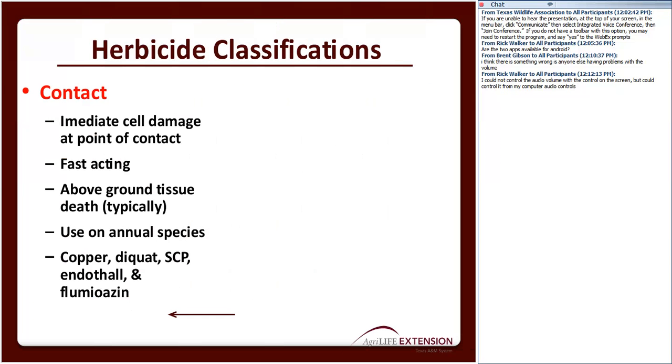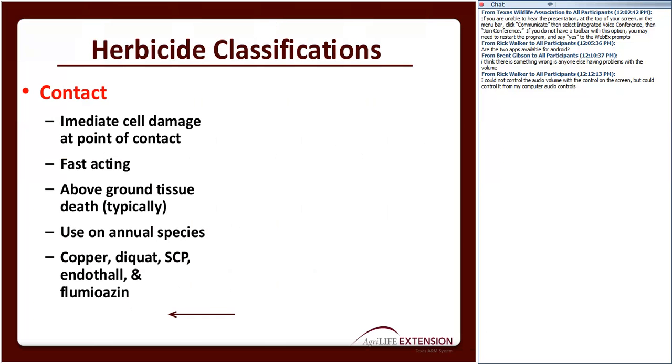Now, before we jump into the plant identification, we list herbicide treatments with each one of the plants. And real quickly, I want to walk you through the different herbicide classifications so that you understand what I'm referring to when we're making recommendations. The first classification is contact herbicides. These are herbicides that cause immediate cell damage at the point of contact, but it also means that they must come in direct contact with the plant within a short period of application. They tend to be extremely fast-acting.